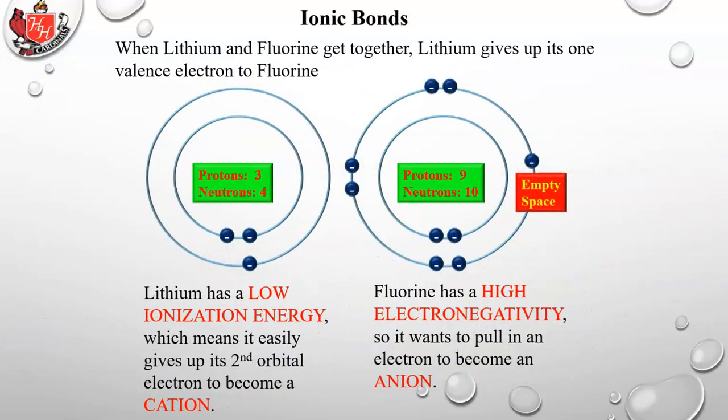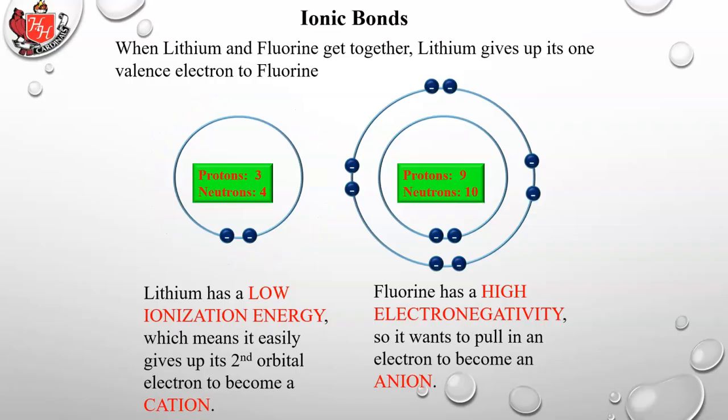Okay, when lithium and fluorine get together, lithium gives up its one valence electron to fluorine. So watch what happens here. The lithium has a low ionization energy, which means it easily gives up its second orbital electron to become a cation. The fluorine has a high electronegativity, so it wants to pull in an electron to become an anion. So you see the electron jump from the lithium over to the fluorine.